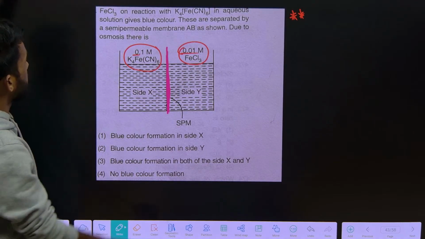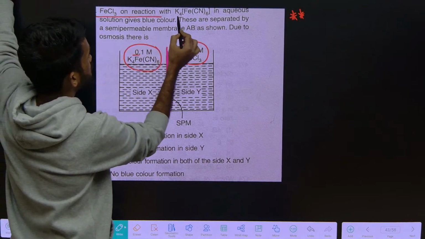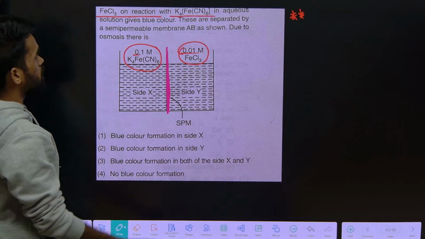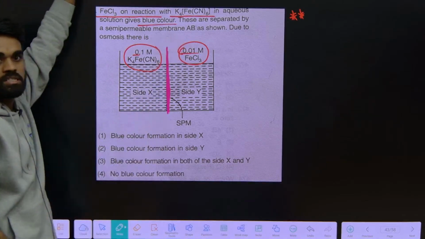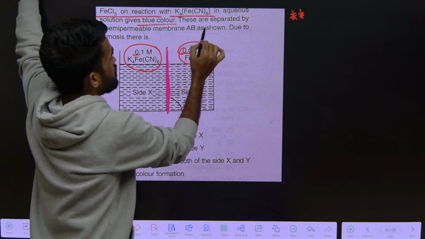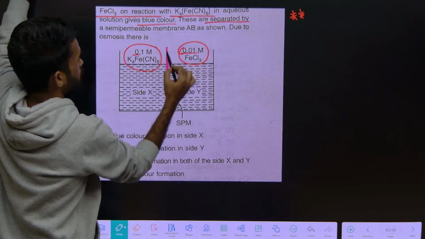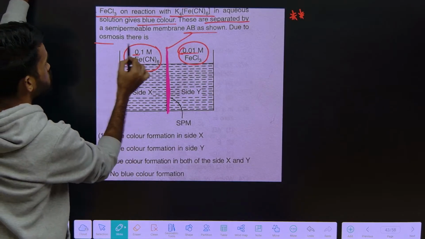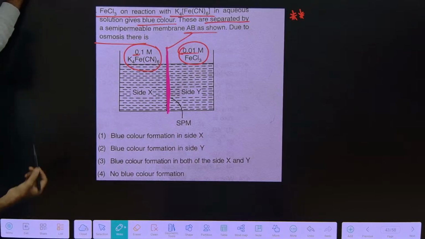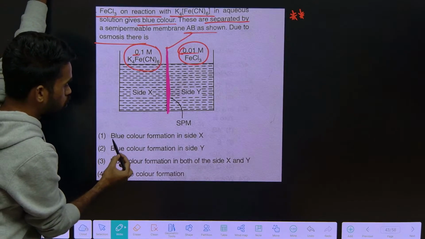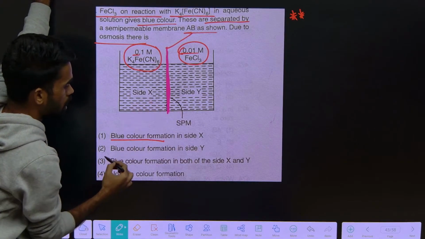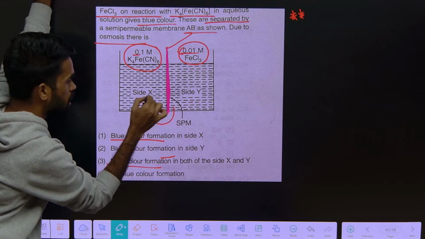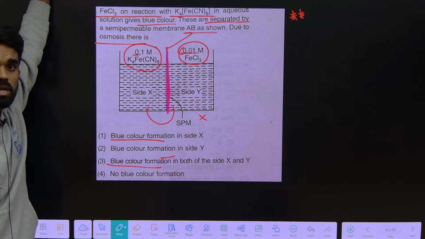Now they are saying FeCl3 on reaction with K4Fe(CN)6 in aqueous solution gives a blue color, Prussian blue complex is formed. These are separated by a semi-permeable membrane AB as shown. Due to osmosis, is there any blue color formation in side X, or blue color formation in side Y, or in both of these, or no color formation? So how can you answer this?